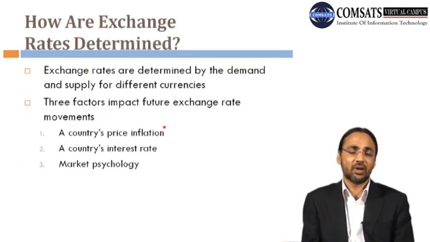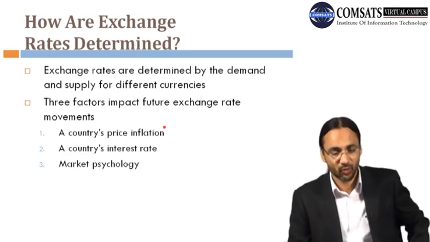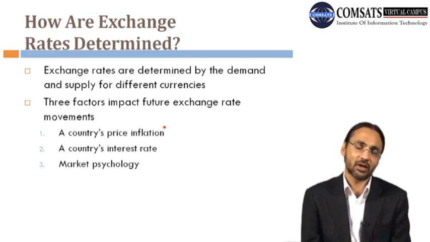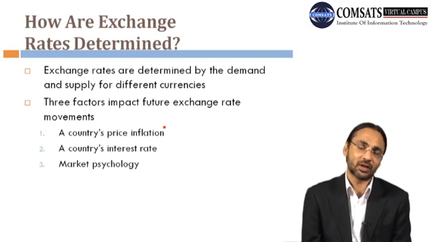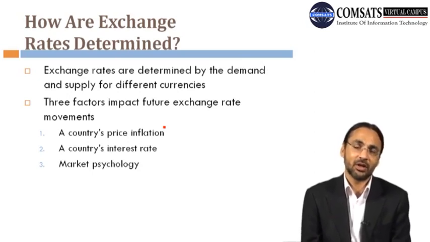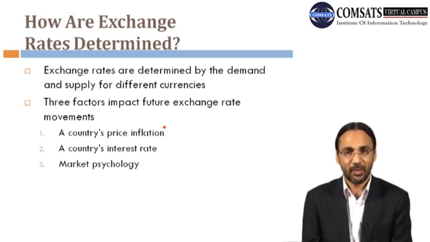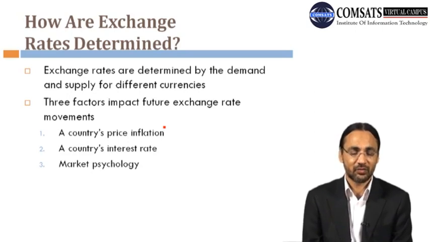How are exchange rates determined? This is a very important point, and we are all concerned with how these exchange rates are determined, even in Pakistan. Why does the rate of the Pakistani rupee sometimes go down, and sometimes, which is very seldom, go up against the US dollar? There are three factors which impact exchange rate movement. The first factor is the country's price inflation. The second factor is the country's interest rate. The third factor is market psychology.